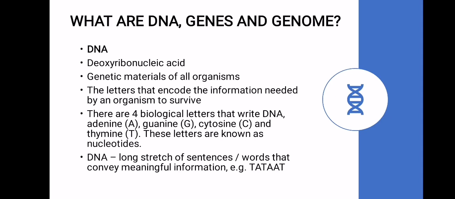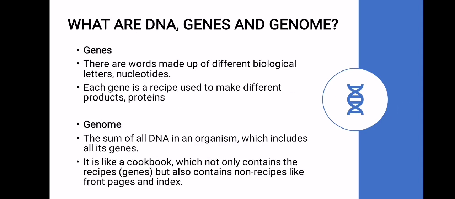DNA can be thought of as a long stretch of sentences or words that convey meaningful information. For example, it can be TAA, T or TATAAT, something like that. And genes are actually words. They're made out of different biological letters or nucleotides. Genes are like a recipe used to make different products, different foods. For genes, the product will be proteins. So if our mom cooks, then the product will be our food.